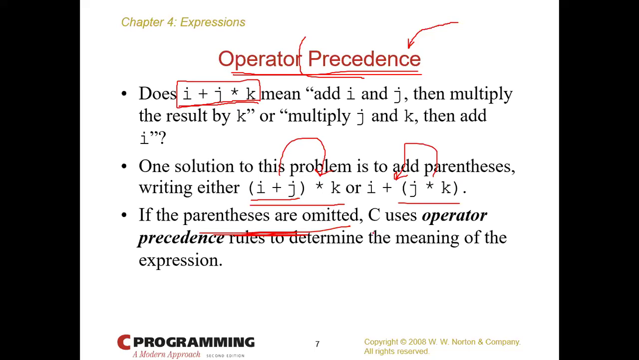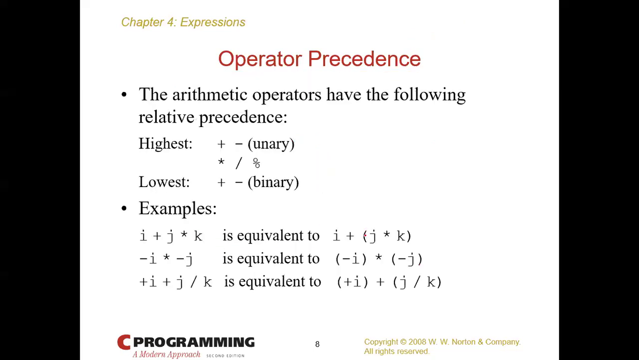If the parentheses are omitted, C uses the operator precedence rule to determine how to solve an expression, what the meaning of an expression is. The arithmetic operators have the following relative precedence. The highest precedence is the unary operator. So in any arithmetic expression, the first thing you solve would be the unary operators. And here is what I mean.